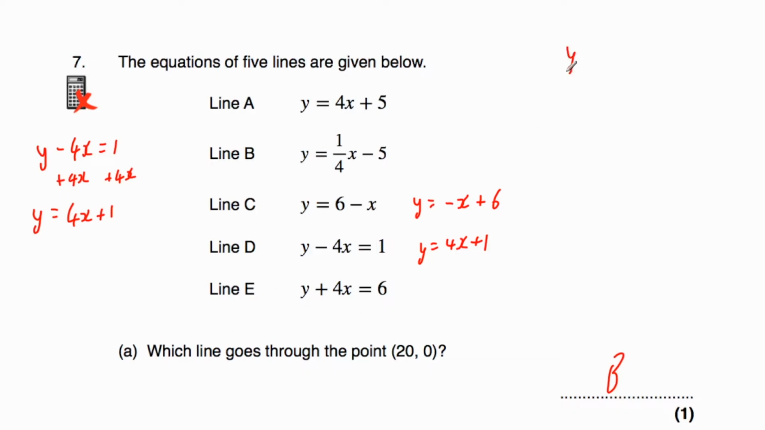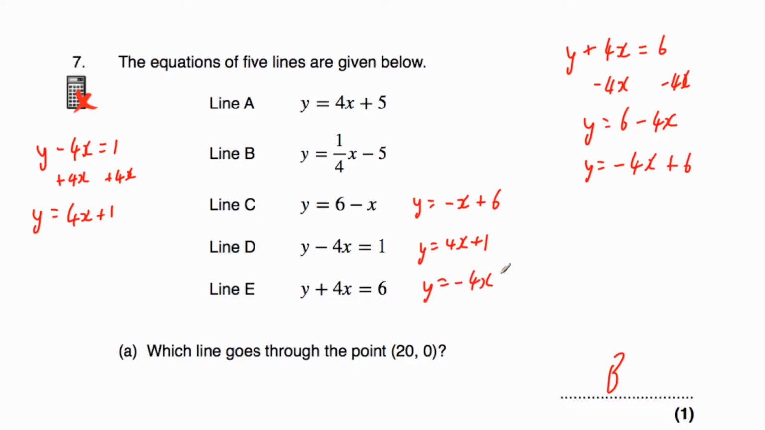So line E, we've got y plus 4x is equal to 6. We want the y on its own, so let's take away 4x from both sides. And we get on the left hand side y. On the right hand side, we'd have 6 minus 4x. And then we can move the minus 4x to the front, so we get y equals minus 4x, and the 6 is positive, so plus 6. So y equals minus 4x plus 6.